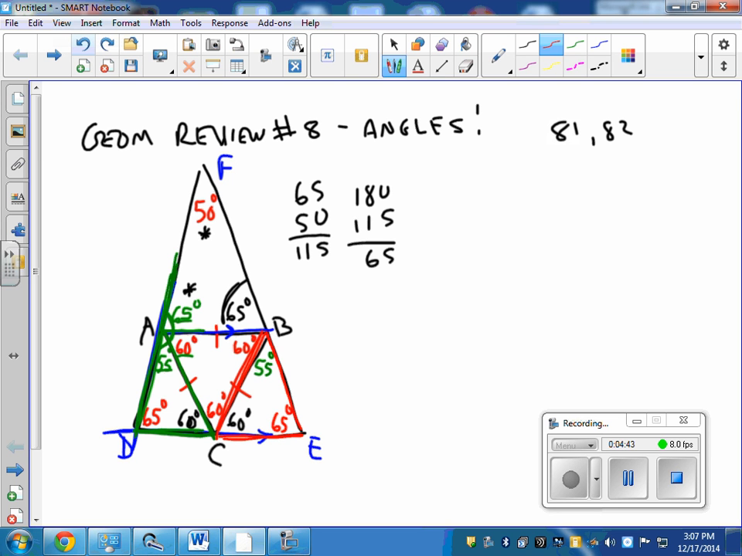Well, let's see what we know. We know they both have a single tick mark here, so they have a side that's the same. They have a 55-degree angle, both of them. So they have an angle the same, and they have a 60-degree angle.